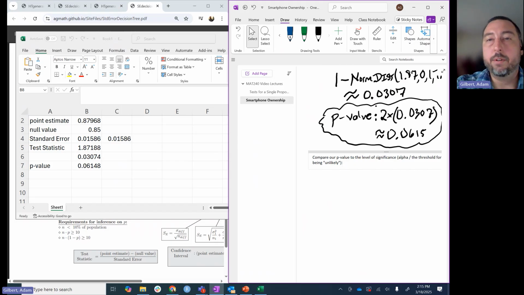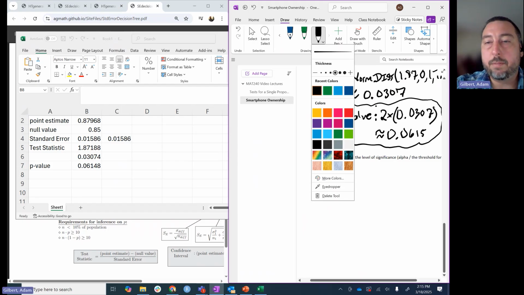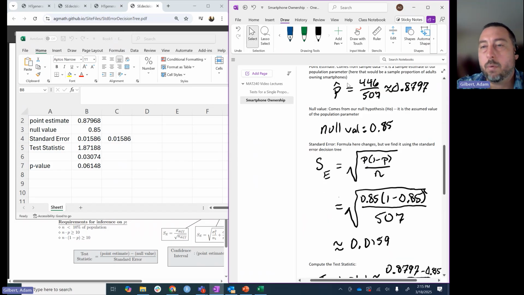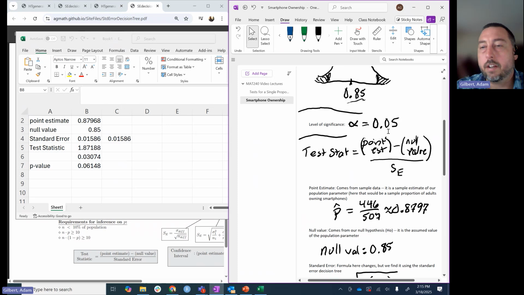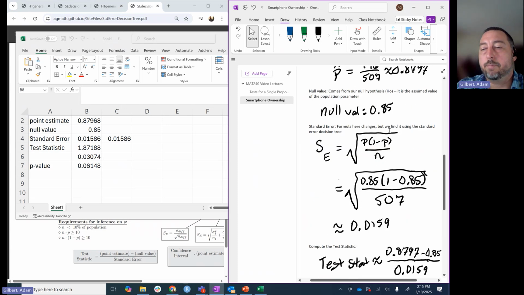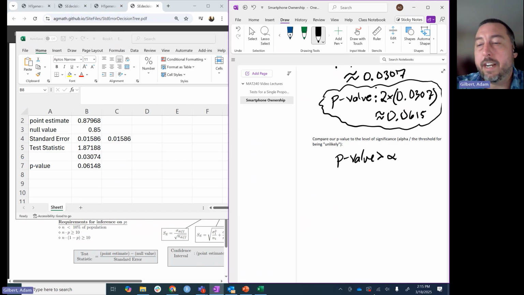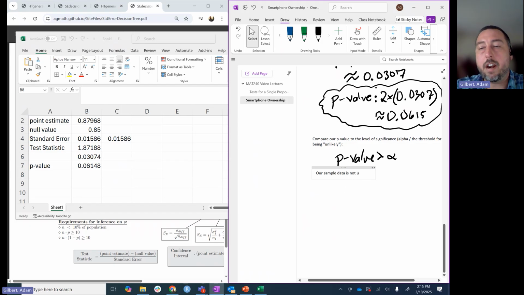So our p-value is about 6%. If you remember, alpha that we set earlier in this problem was 5%. So our probability that we calculated is more than alpha. So our p-value is greater than alpha. Our sample data is not unlikely.